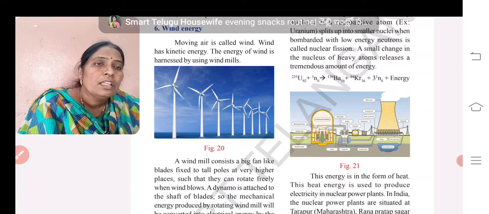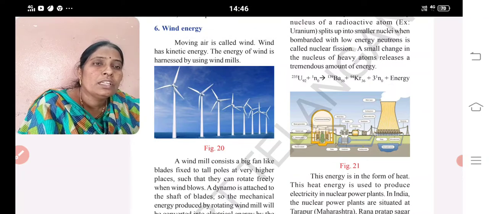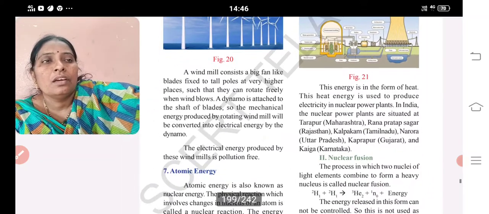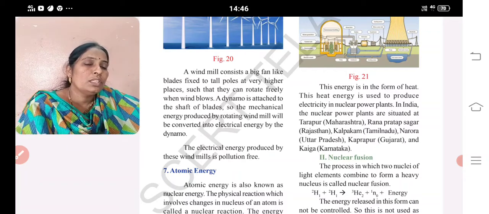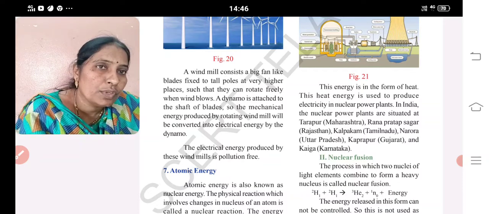In India, the nuclear power plants are situated in Tarapur, Rana Pratap Sagar in Rajasthan, Kalpakkam in Tamil Nadu, Narora in Uttar Pradesh, Kakrapar in Gujarat, and Kaiga in Karnataka.